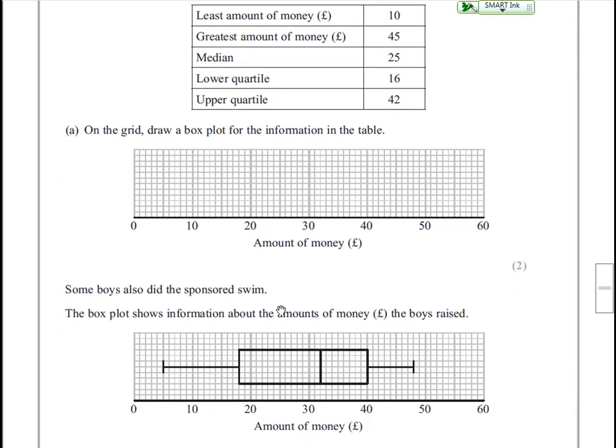Right, so least amount of money is £10, so that goes as our minimum here. Greatest amount is £45, which goes as our maximum here. Median is the middle value, which is £25, which is in the middle here. Lower quartile is £16, so 15, 16 goes there. Upper quartile is 42, 41, 42 here.